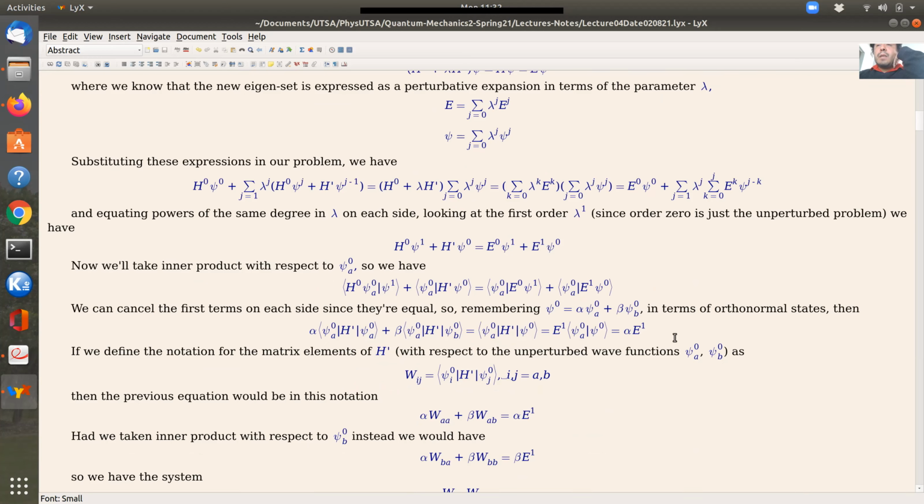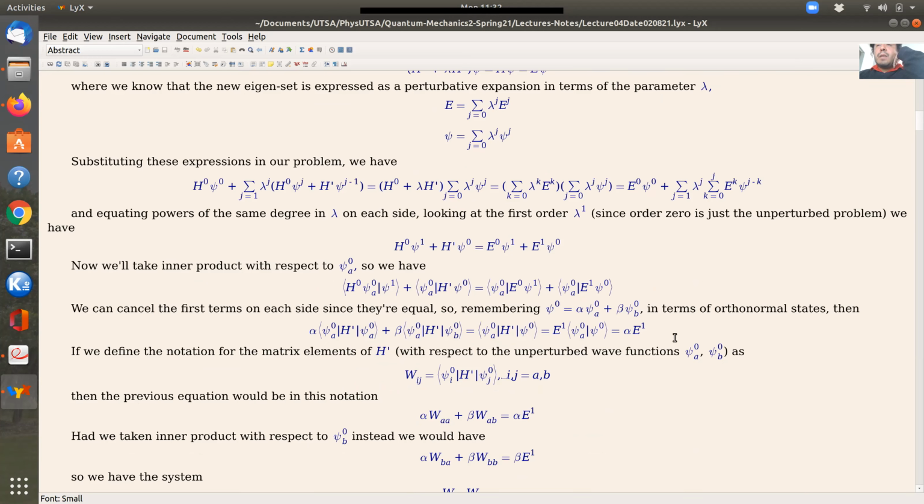This term would correspond to Waa, of course, multiplied by alpha, plus beta times Wab, equal to alpha E1. And you can do the same trick of projecting into the space that you care about, which means taking inner product with respect to psi 0b, and you would have an equivalent equation: alpha Wba plus beta Wbb equal to beta E1. So you just have to take the inner product of this equation with respect to psi 0b, and you'll get the same, using this notation.